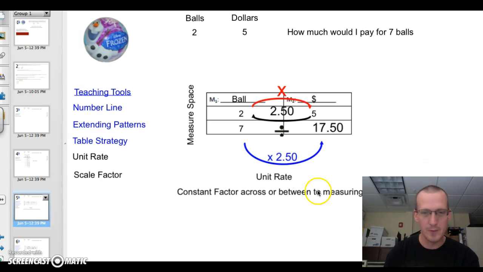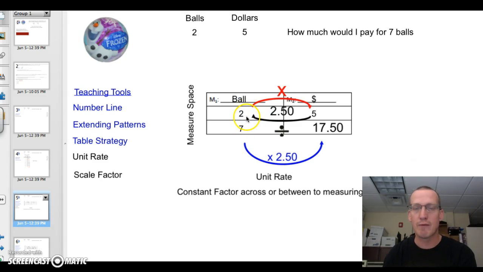So here we go. Unit rate is a constant factor across or between two measuring spaces. So here is my work that I'm showing up here. So 2 times 2.50 is $5. If I take that down here for my unit rate, 7 times 2.50, and that's probably what you did to solve that problem. Or I could go backwards. 5 divided by 2 is 2.50, and then if I do it to that one, I want to do it to the bottom. So unit rate, remember, is the constant factor across or between two measuring spaces.